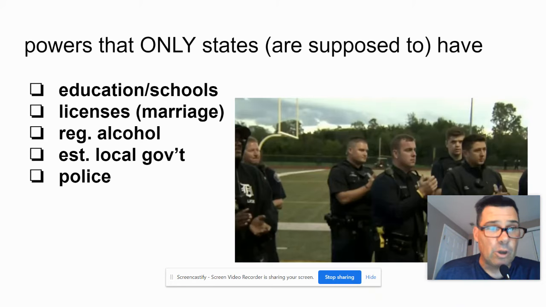Police are a local government power, although again, the national government can have sway over police forces through the grant system, through giving money and then requiring things if they want the money.